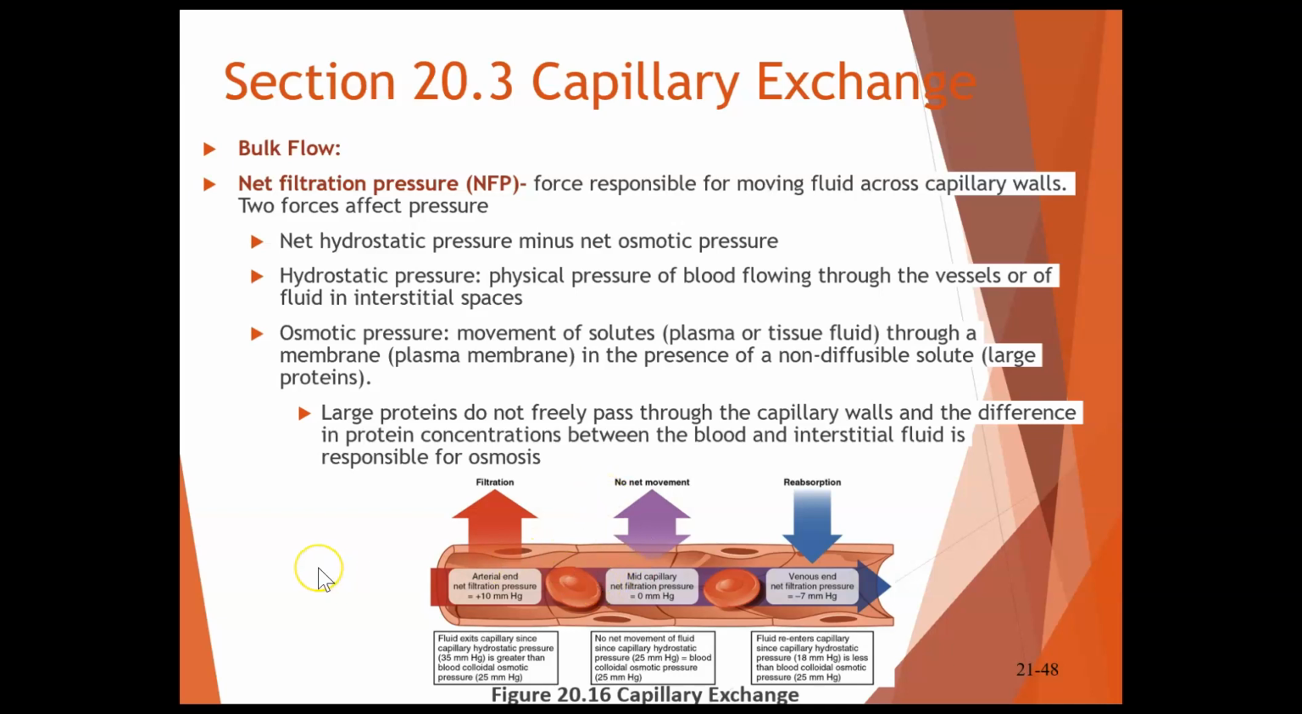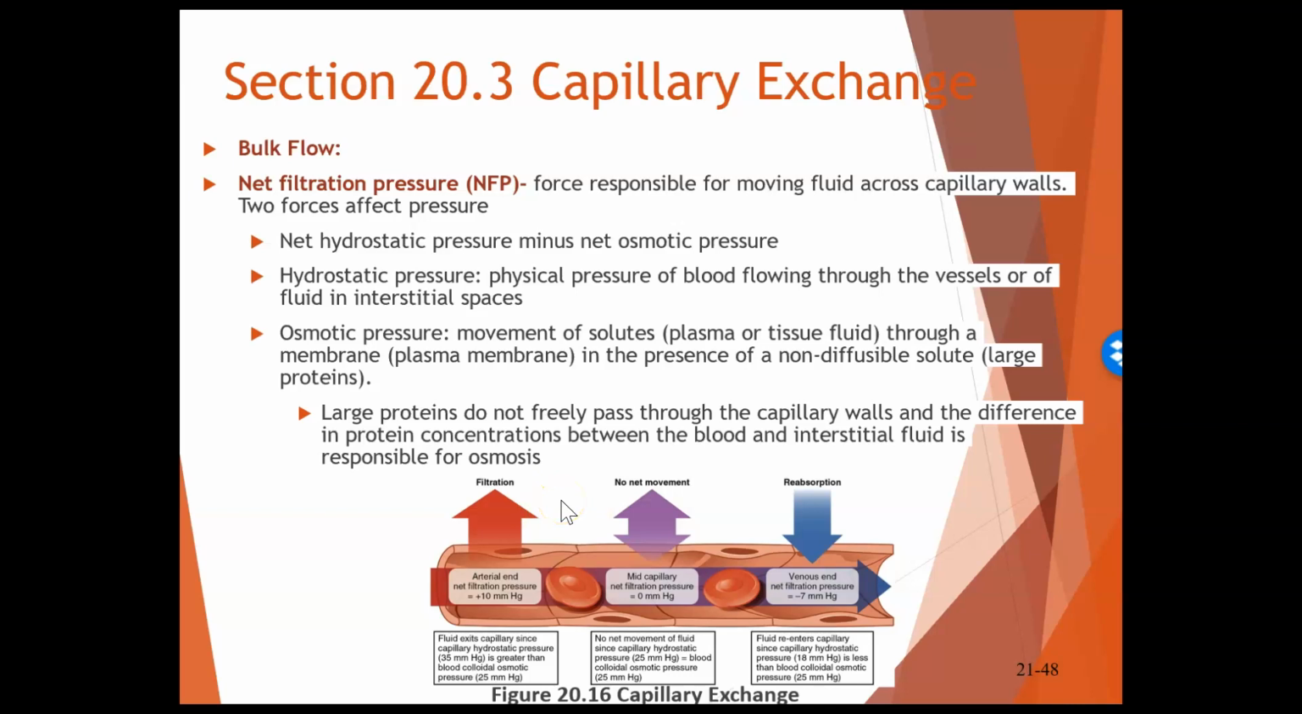And there are two forces that are going to affect pressure here. We've got our net hydrostatic pressure minus our net osmotic pressure. Okay, what does that mean? So hydrostatic pressure is going to be the physical pressure of the blood that is flowing through the vessel, or of the fluid in these interstitial spaces.